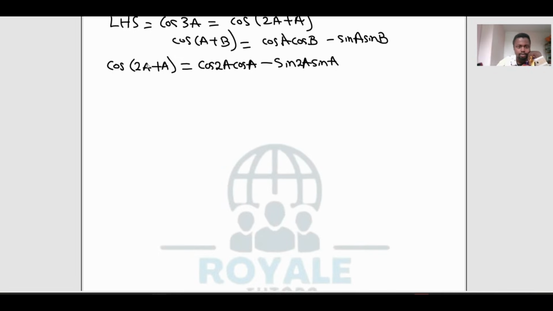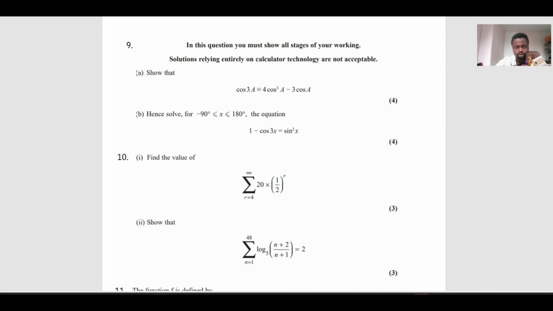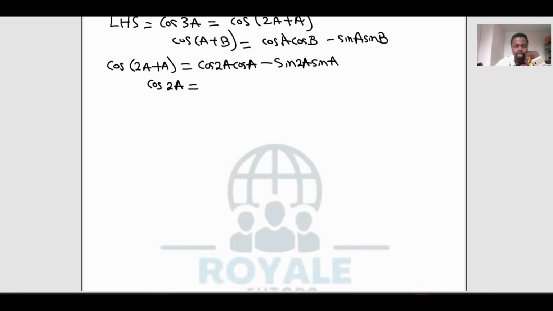Also know that cos 2a, now we are trying to see that everything is in cosine. So whatever I'm doing, I'm trying to make sure that everything is in cosine. So my cos 2a can be written as 2 cos squared a minus 1. This is from trig identity. And my sine 2a can be written as 2 sine a cos a.